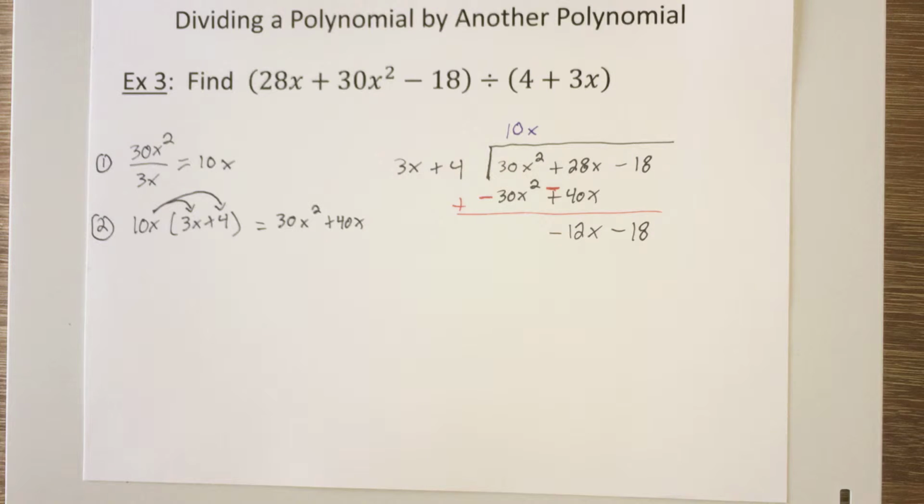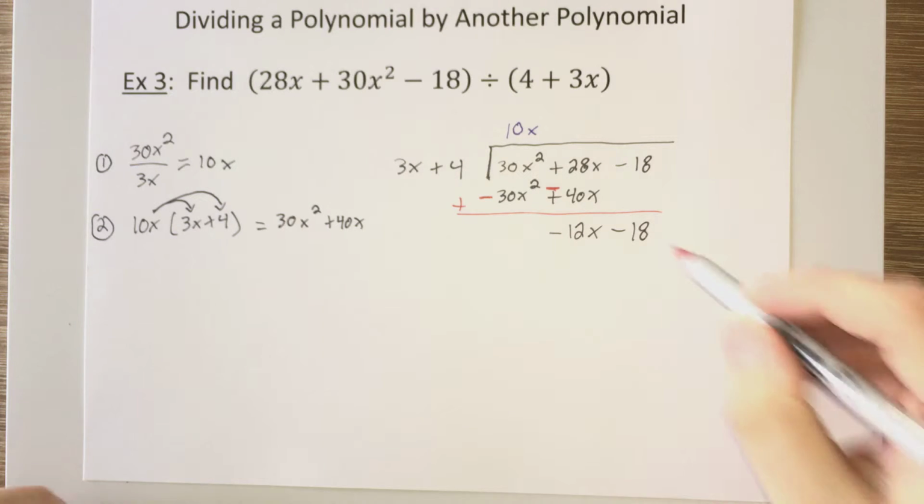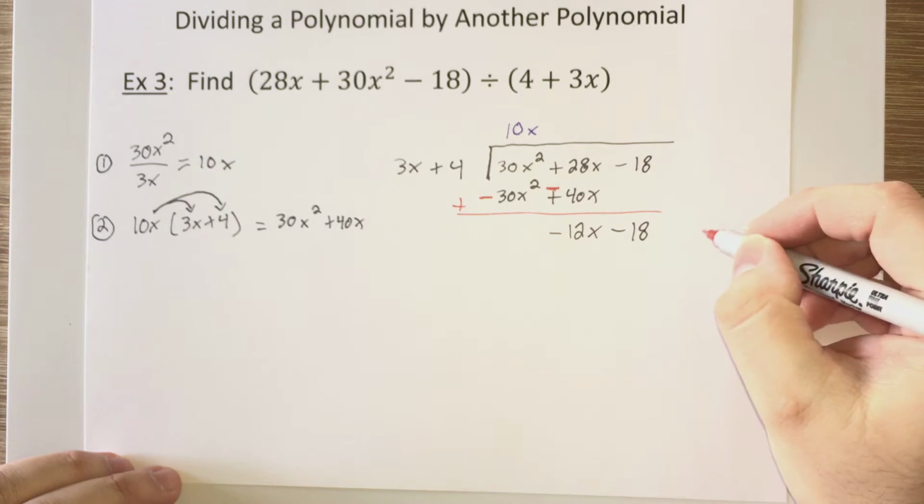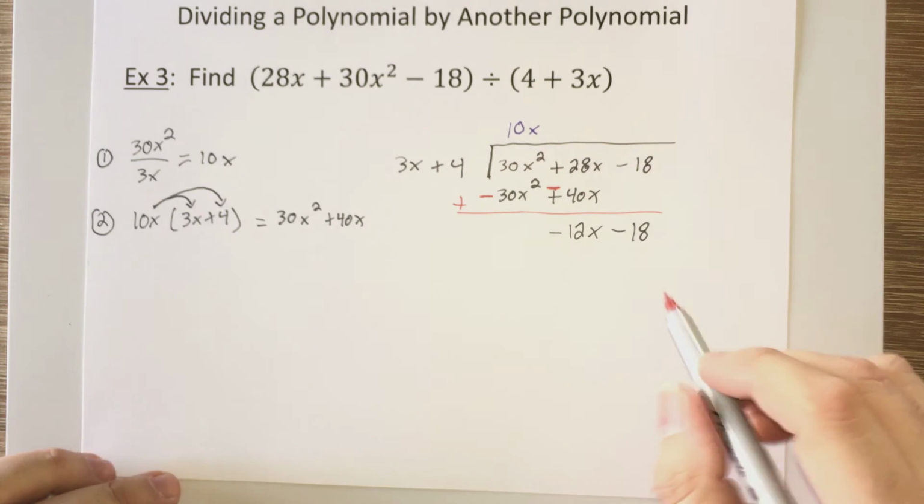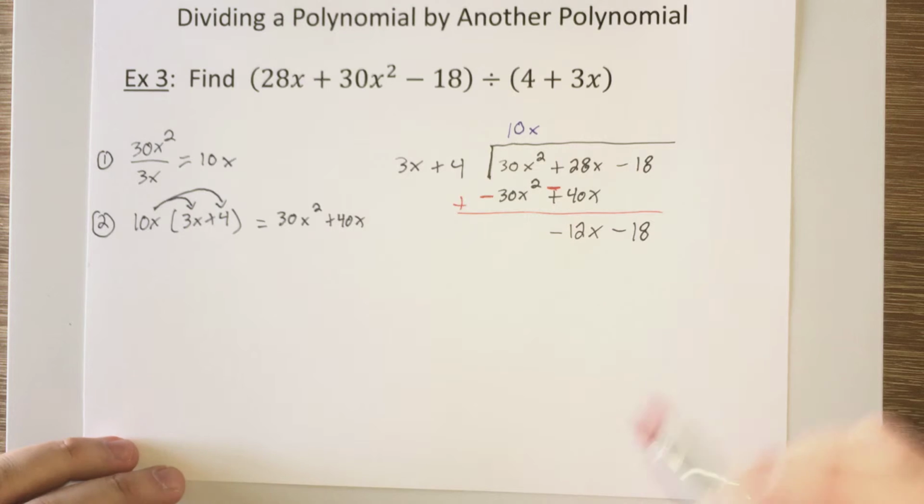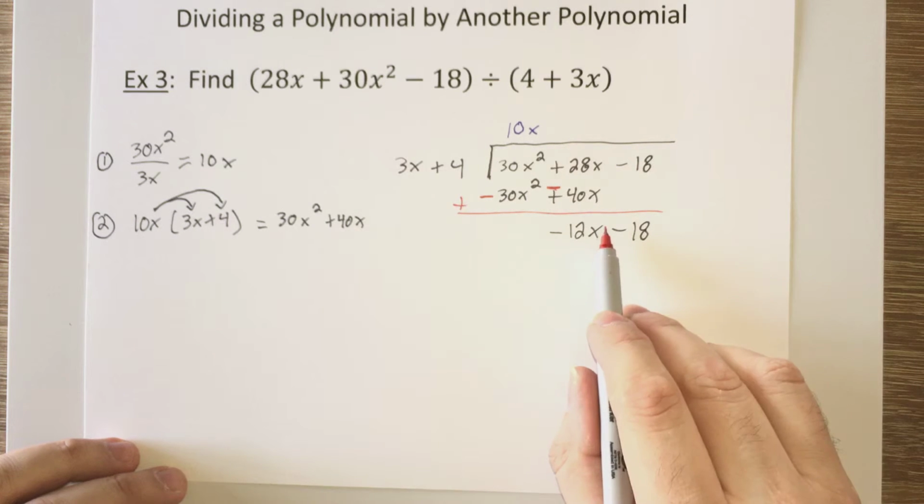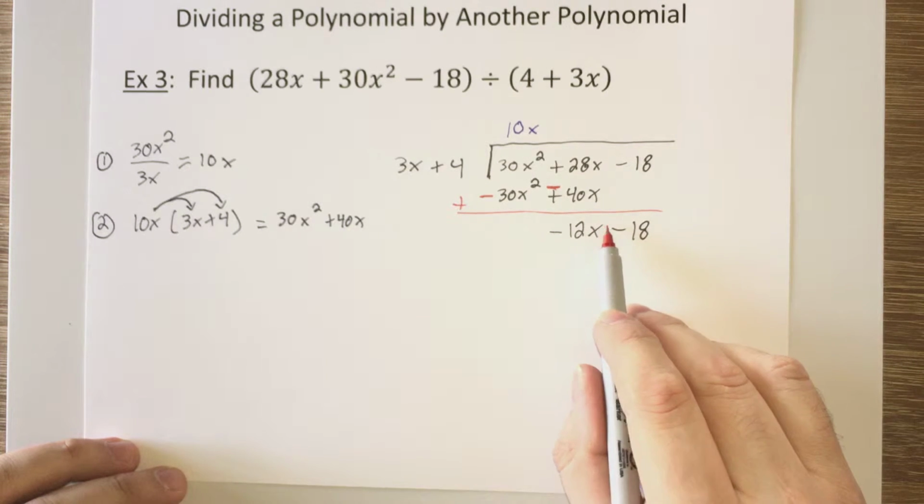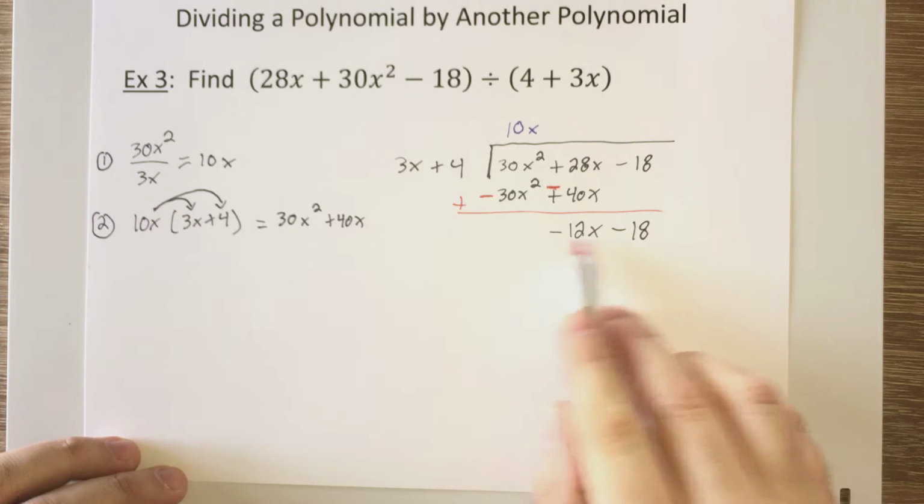Now the only thing you have to do is check to see if you're done, because you might have to keep going or you might be done. How do you check? You need to see what the degree of this thing is, and then see what the degree of this thing is. What's the degree of this? Degree is the highest power on the x, so the degree of this is the highest power. What's the power there? It's a 1 when you don't see a 1. So the degree of this is 1.